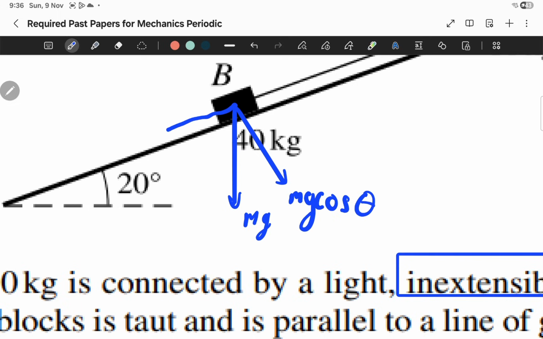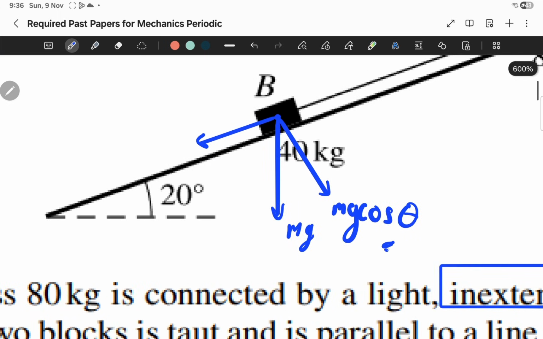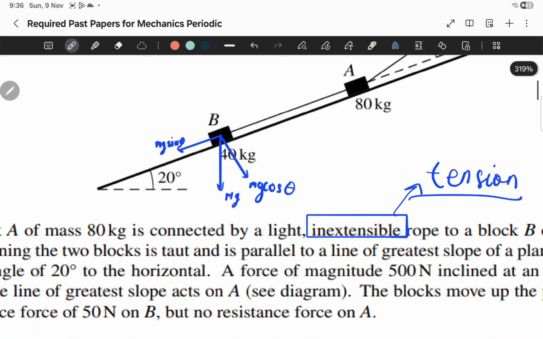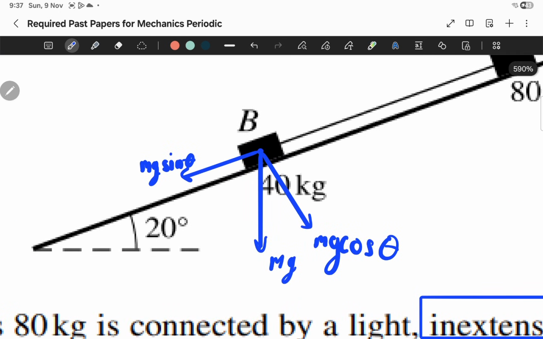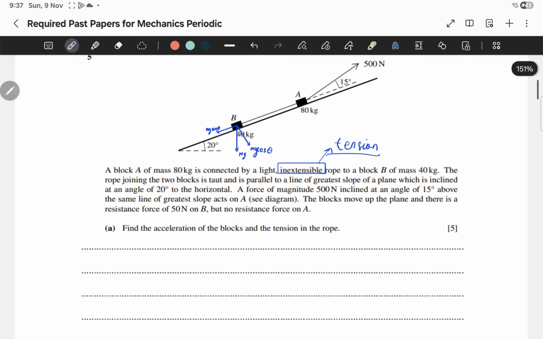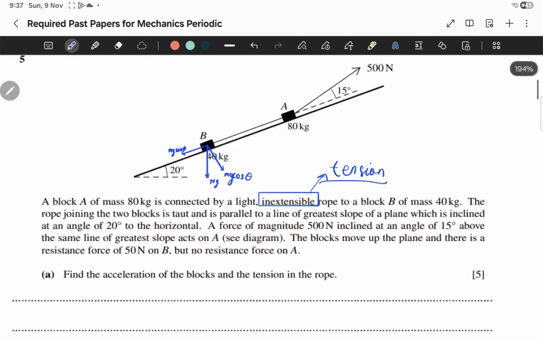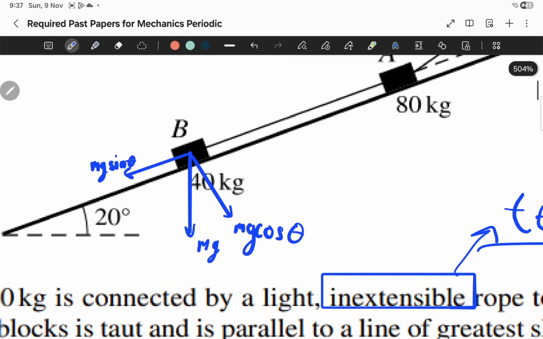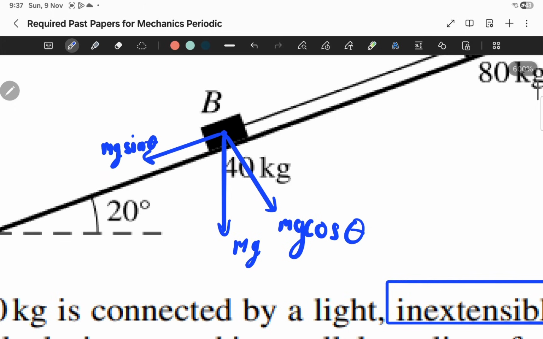Now, you also have the x component of the weight. Since the y component is cosine, you can tell that this one's going to be sine theta. So, mg sine theta, right? Now, we also have friction. They told me there's a resistance force on B, which means it's not necessarily friction, it's just a force. So we're going to call this force small r, resistance, equal to the given value.